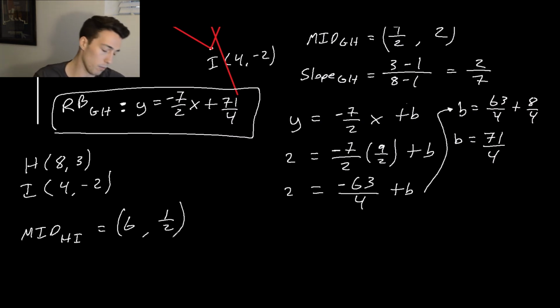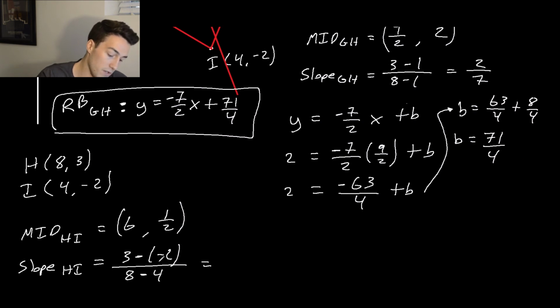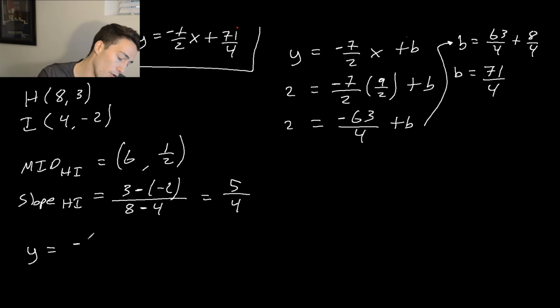Now we can find our slope. So I'll say slope of line HI is equal to 3 minus negative 2 divided by 8 minus 4. So 3 minus negative 2, that's going to be 5 over 4. And again, we want the negative reciprocal of that because we want a perpendicular line to this line. So we're going to write y is equal to negative 4 over 5 x plus b.